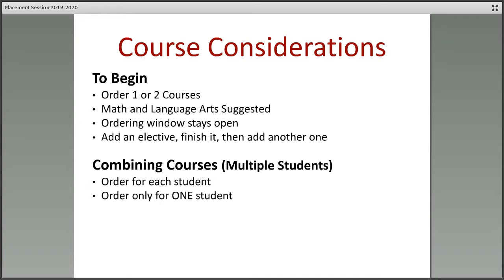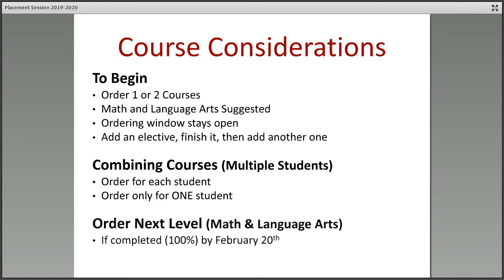You do have the option to order the next level of Math and Language Arts in the same school year. If your current course is completed to 100% by February 20th, that is how you can order the next level. So for example, if you have a 4th grader who is struggling with math and you order 3rd grade math and your goal is to move on to 4th grade, all you have to do is complete your 3rd grade math by February 20th, and you can order the 4th grade math in the same school year. This only applies to Math and Language Arts.